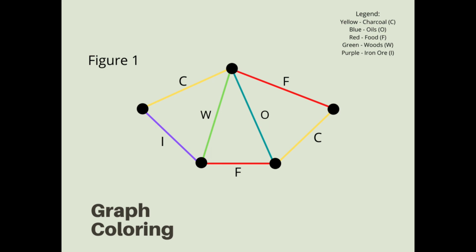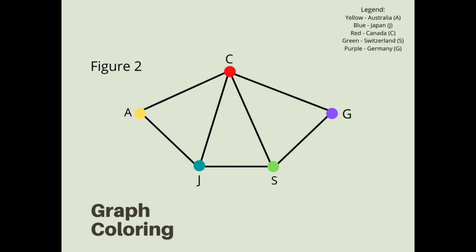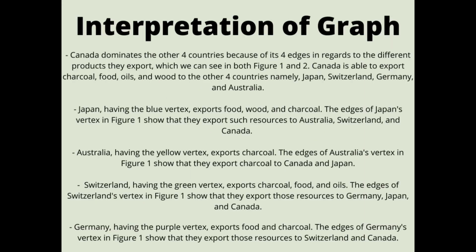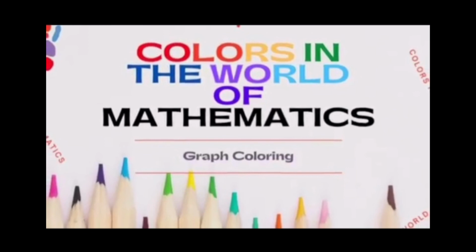You can see in the graph, we replace the edges by indicating the resources exported in different countries. In this figure number 2, we replace the vertices by the countries exporting to each other. After analyzing the graph, here's the detailed interpretation of it. So I therefore conclude that graphs, vertices, edges, and colors can help in our everyday living. The main goal of graph theory is to help us distinguish and generate the fastest and easiest way to solve a specific problem.